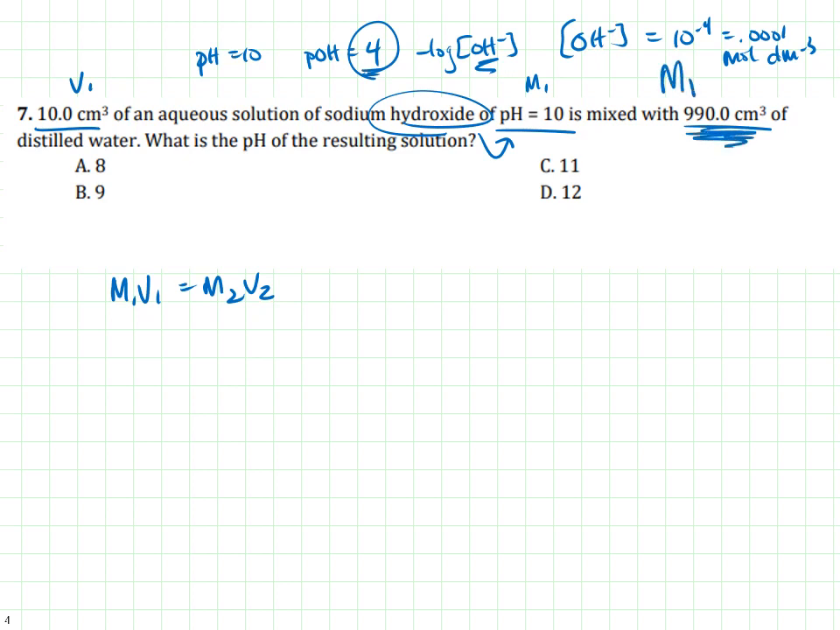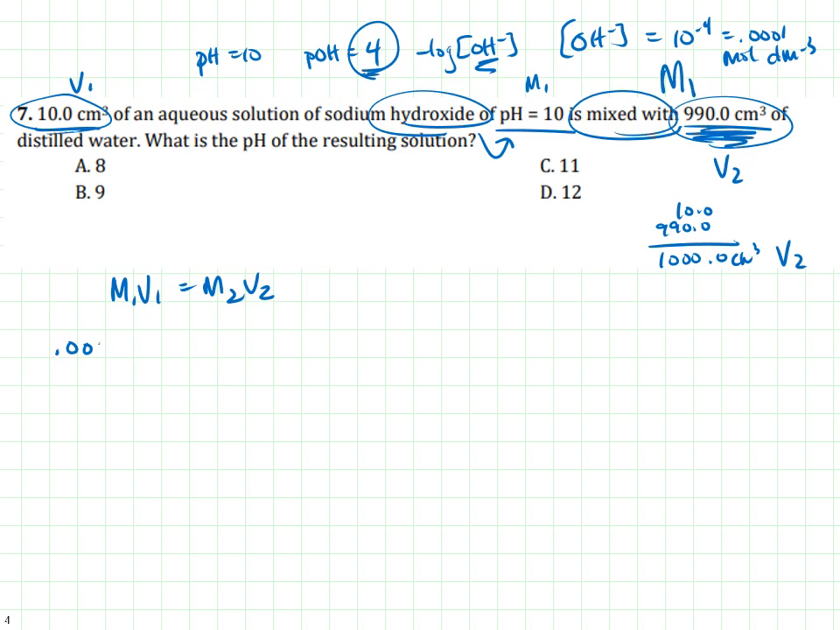What about V2? So V2 is not, my friends, exactly 990, because we're mixing with this original volume and this new added water. So V2 is actually going to be those 10 that we started with plus the 990 that we just added. And so our new final volume is actually going to be 1,000 cubic centimeters. I'm going to plug that in for V2 and solve for M2. M1 is 0.0001 moles per cubic decimeter, volume 1 is 10 cubic centimeters. Set that equal to M2 times V2, 1,000 cubic centimeters.